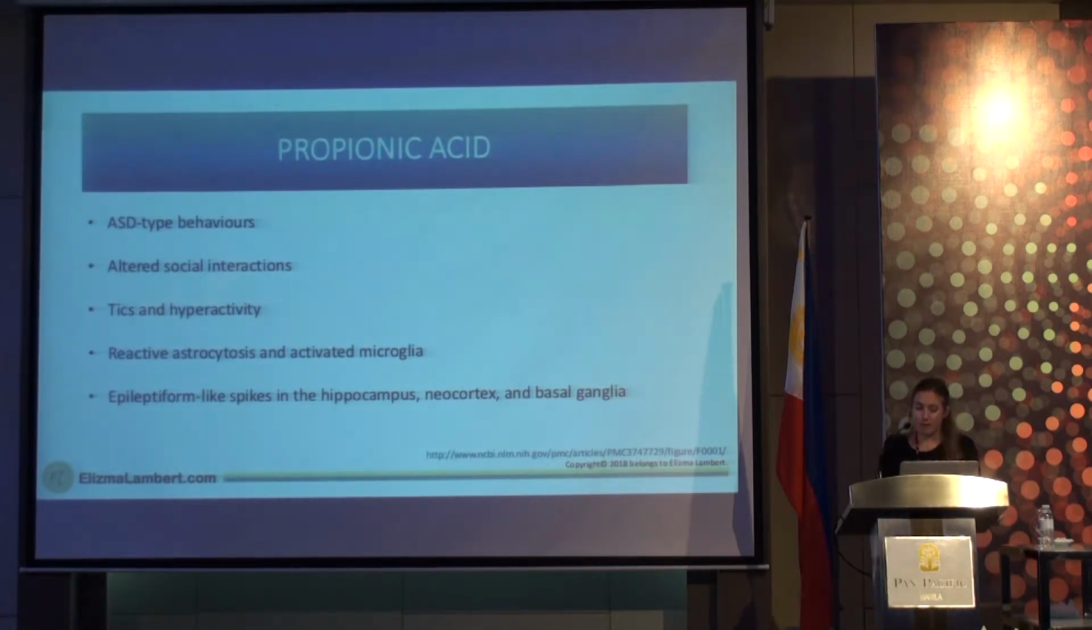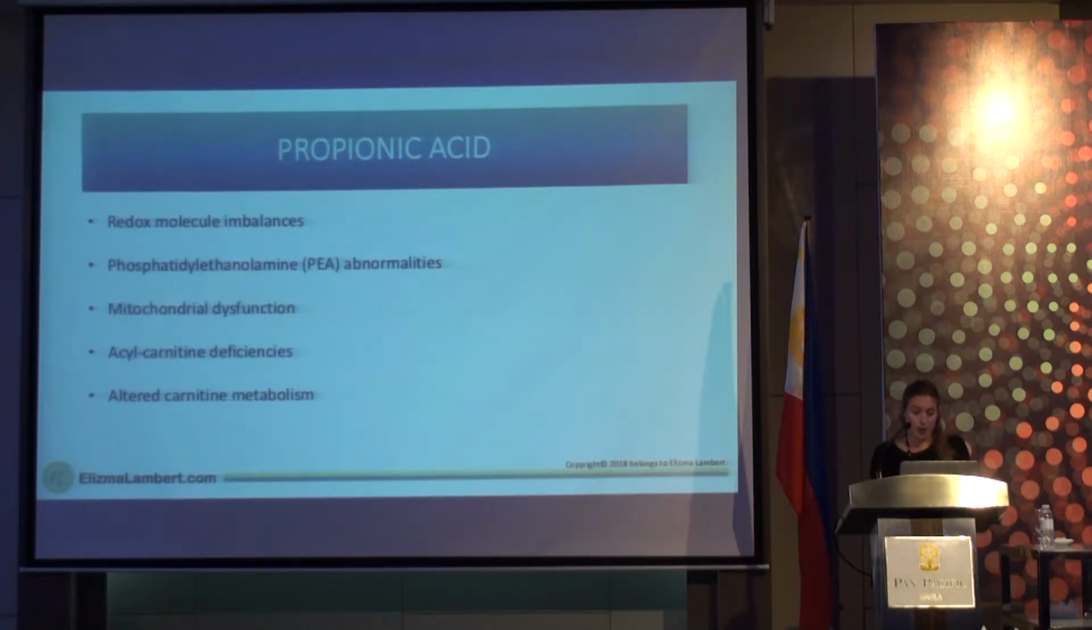And in fact, these are some of the neurological symptoms that have all been associated with higher propionic acid levels that is found in Clostridia bacteria. So things like ASD-type behaviors, altered social interactions, tics and hyperactivity, reactive astrocytosis, activated microglia, and also epileptiform-like spikes in the hippocampus, the neocortex, and the basal ganglia as well. So everything needs to be in moderation. When there's an excess production of something, it'll have a consequence on other systems in the body.